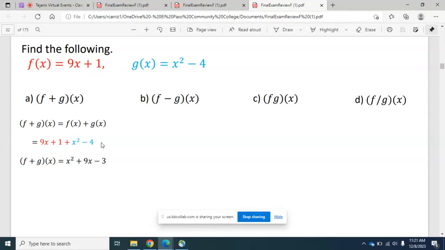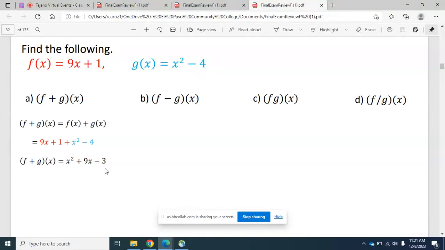And I'm going to simplify by combining like terms if I can, right? So I have only one x squared term, so that stays the same. I only have one x term to the first power, so that stays the same. But I have two constants that I can combine. These are my like terms. So I have a plus 1 with a minus 4. That's going to give me a minus 3. So the addition of function f with function g is x squared plus 9x minus 3.